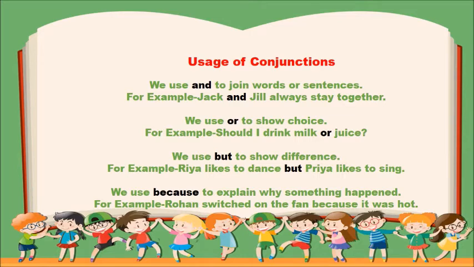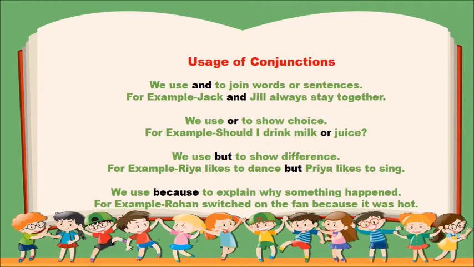Now, let us see the next one. We use or to show choice. Whenever we want to make a choice between two things, we use the word or. For example, should I drink milk or juice? This is something that we are asking ourselves. Like if I am confused whether I should go for milk or juice, this is the choice I have to make.